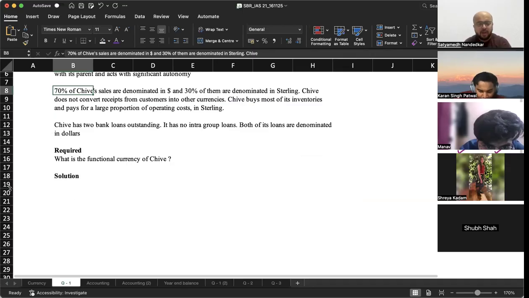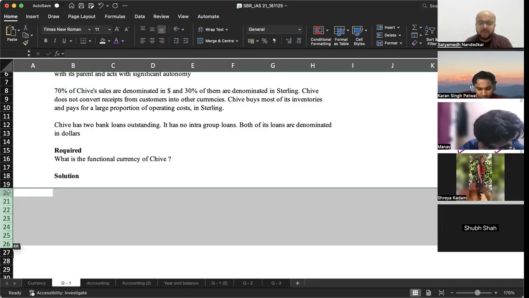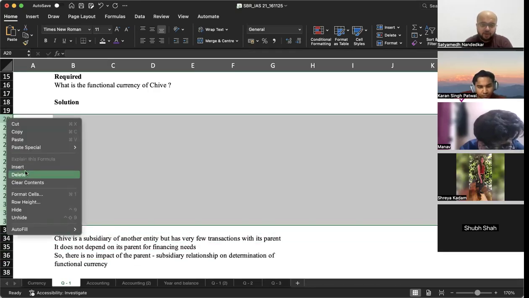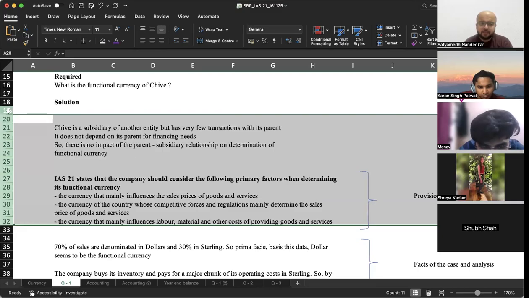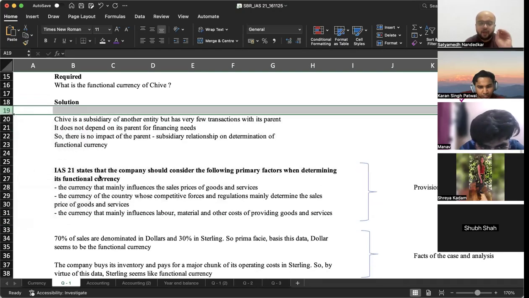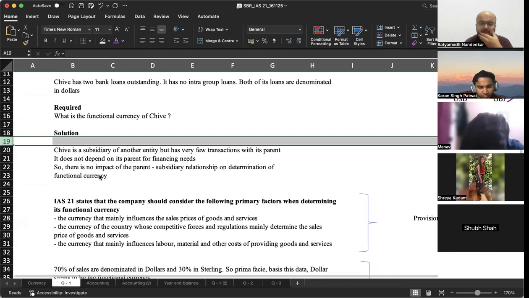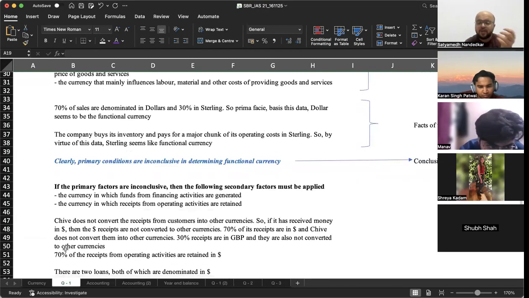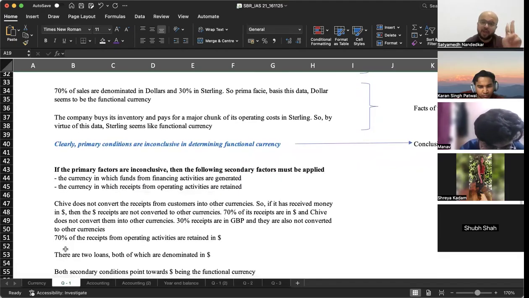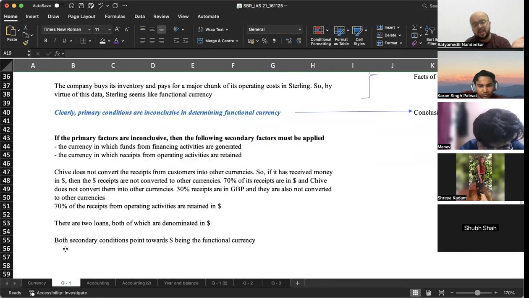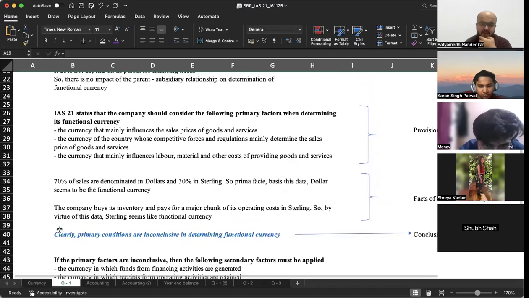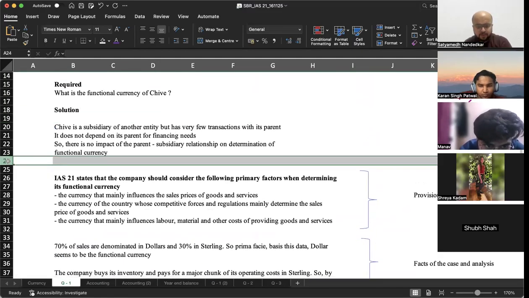So can we say that, primary conditions were inconclusive, but can we look at the secondary conditions and come to a conclusion that dollar is the functional currency? Yes. As per IAS 21, primary conditions are clearly inconclusive. So if primary factors are inconclusive, then you go to the secondary factors. Both secondary conditions are pointing towards the dollar. So we can now say that dollar is the functional currency. Okay, once read the solution.